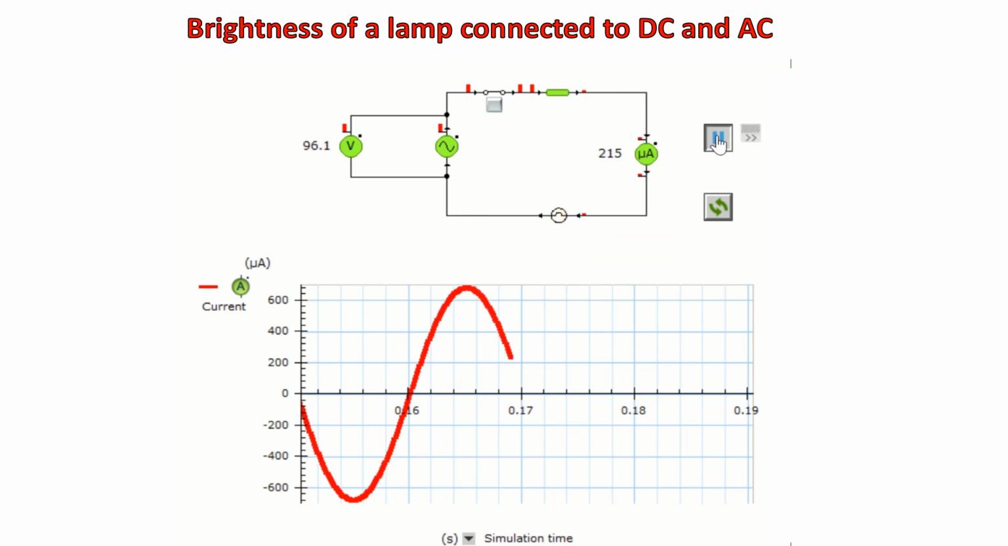Now the current decreases with time. We observe that the brightness of the lamp also decreases with time, and now the current flows in the negative direction and has approximately a maximum value, which is around minus 565 microamperes, and the brightness of the lamp is maximum. So the current decreases to become approximately zero, and now the brightness of the lamp is zero, and so on.